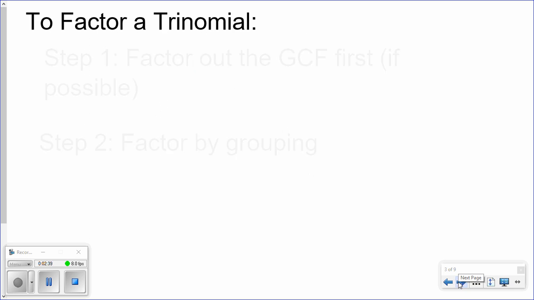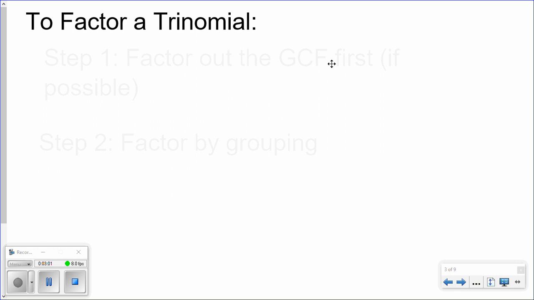Let's start on the new stuff. To factor a trinomial, I'm going to warn you right now, this might be a little hard to follow in a video, but that's okay because next week we'll be doing a lot of practice. So just make sure you are ready with lots of questions, and we will make sure that you understand it by the end of next week for sure.